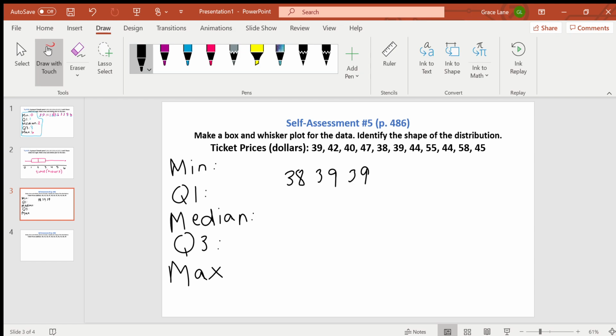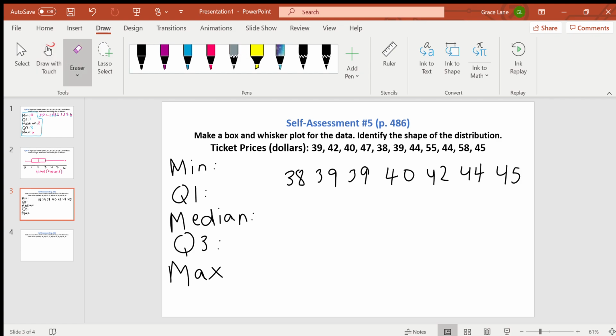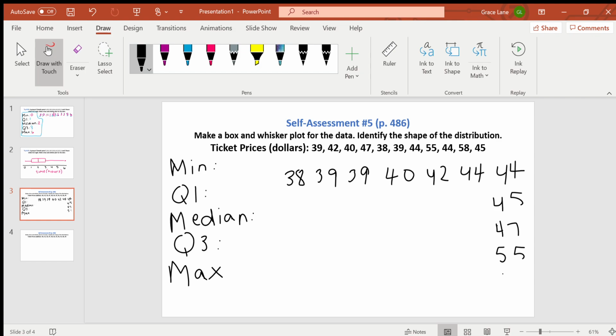That's a 3. 40, 42, 44, 44. Oh no, there are 2 44s. Okay. 45, 47, 55, 58.